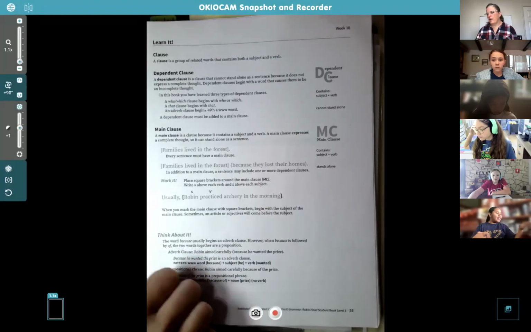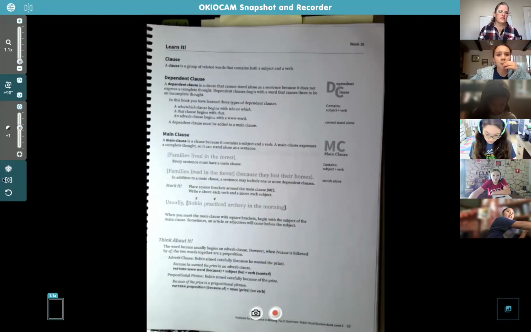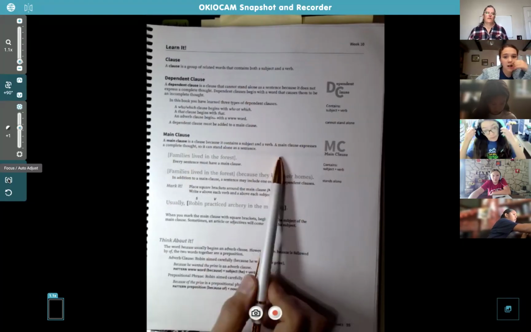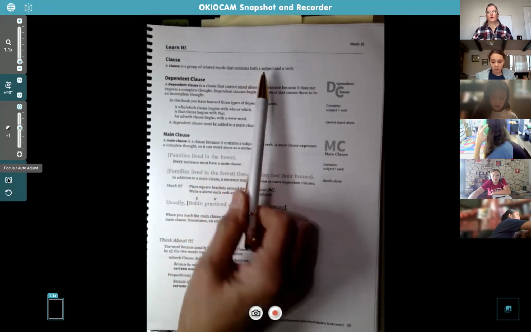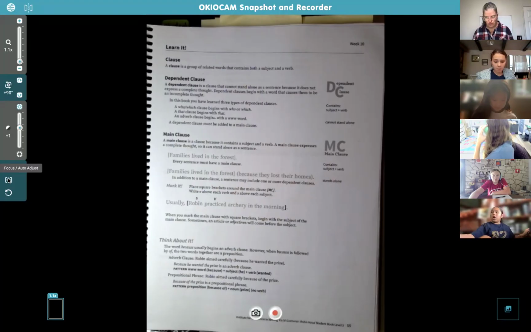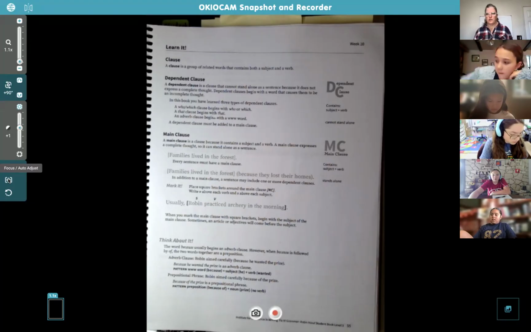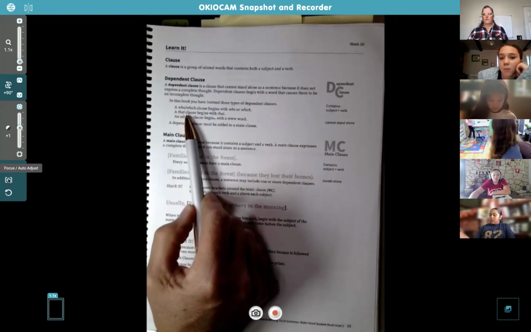Page 55. Here we are. So we're talking about clauses today. The cool thing is you guys know about these already, especially if you've taken my class before. A clause is a group of related words that contains both a subject and a verb. That is really important to remember. And it's different than a phrase, like a prepositional phrase, because a prepositional phrase does not have a subject and a verb in it. There are some dependent clauses we're going to talk about today.